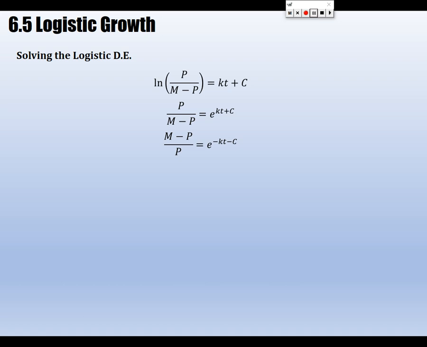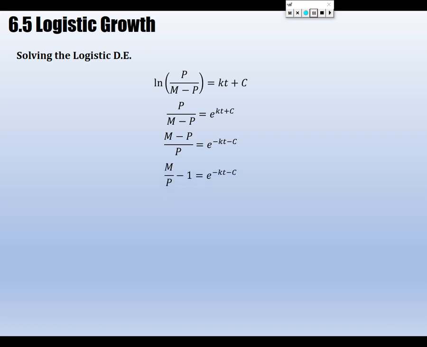I've taken the reciprocal of both sides. Or if you want to say I divided by e to the kt plus c, I multiplied by m minus p, I divided by p. Those three things would be a good way to say it too. Algebraically, are you okay with that step though? I'd like there to be understanding.